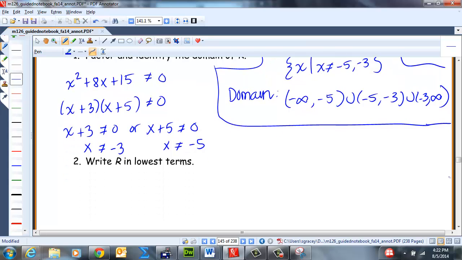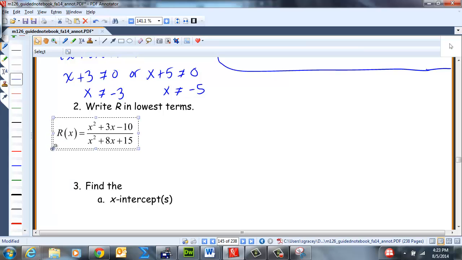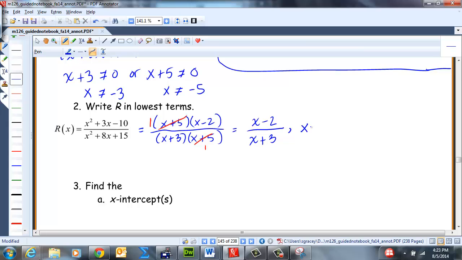Now we want to write r in lowest terms. So remember that r was equal to this. We've already factored the denominator, so let's take a look at the numerator. The numerator factors as x plus 5 times x minus 2 over x plus 3 times x plus 5 from before. So the x plus 5's divide out, but don't worry, you're still good for your domain because you still would have had to exclude x as negative 5. So the simplified version here is x minus 2 over x plus 3, but we have to add in here that x cannot be equal to negative 5 since that factor has divided out.